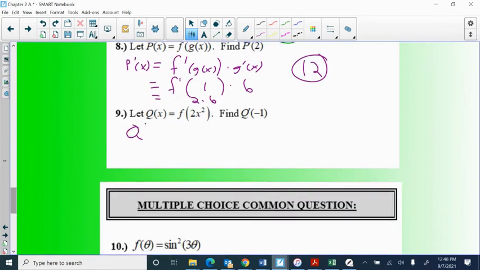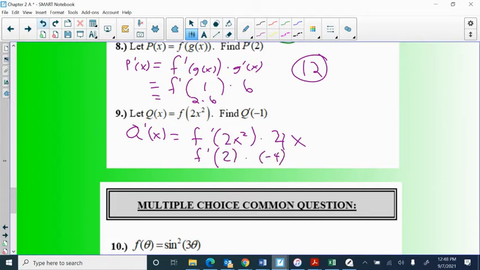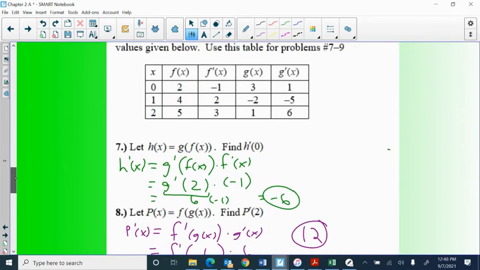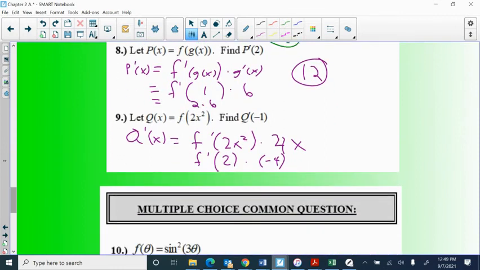So Q prime of x equals f prime of x squared times 2x. Oh, sorry, 4x. So then we put in -1, so f prime of -1 squared is 1, which is 2. And then times h is a normal -4, not inside the function. Do we know f prime of 2? Let's see, f prime of 2 is 3. So 3 times -4, -12?